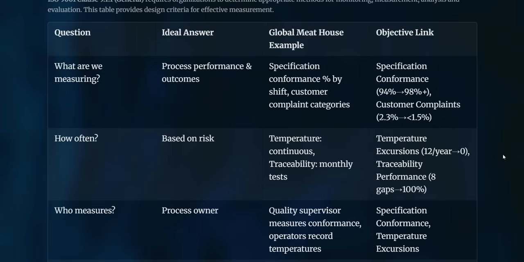The next question would be, who measures? Ideal answer, the measures should be done by the process owner. In our Global Meat House example, that includes supervisors who must measure the conformance and operators who must record the temperatures. The objectives linked to this question of who measures include specification conformance and temperature excursion.